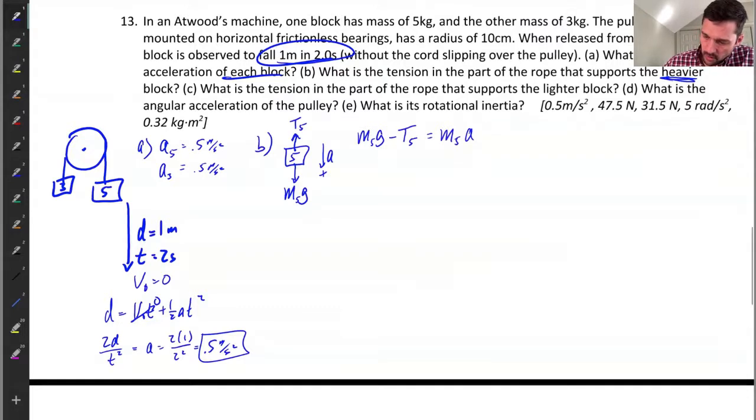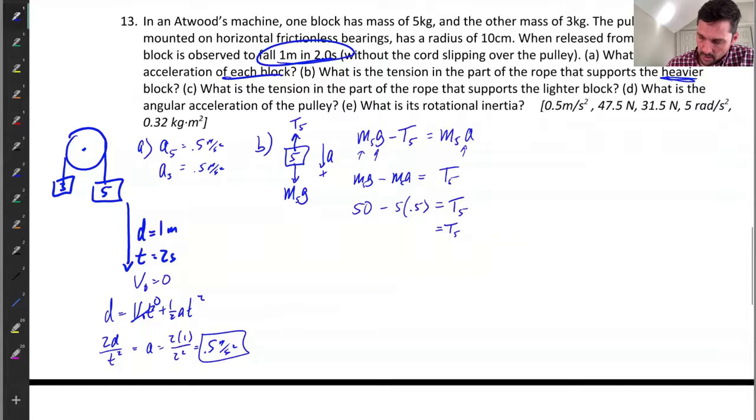We're looking for tensions. So we know gravity, we know the mass, we now know the acceleration. We can rearrange everything and solve for tension. mg minus ma equals tension. All of this pertains to the 5 kilogram mass. m g of 5 is 50 newtons, minus 5 kilograms times 0.5 equals the tension. So the tension upward on the 5 kilogram mass is 50 minus 2.5, that's 47.5 newtons.